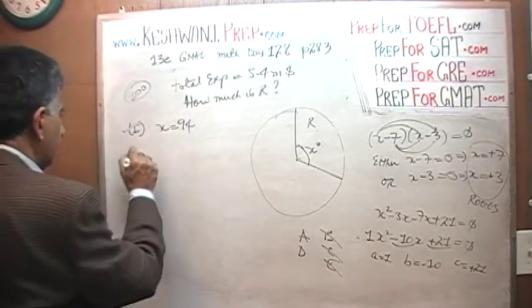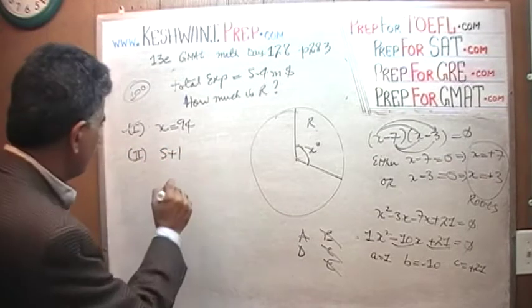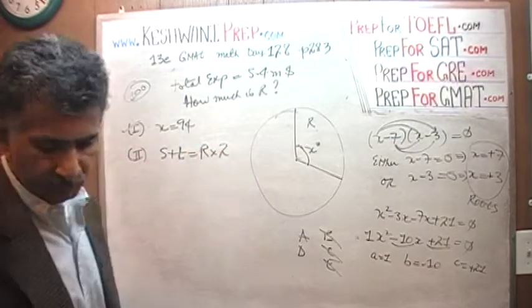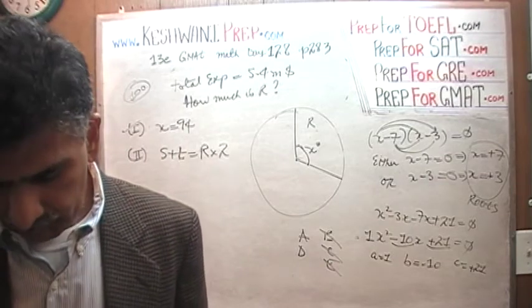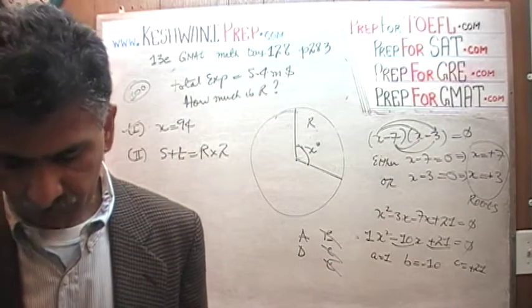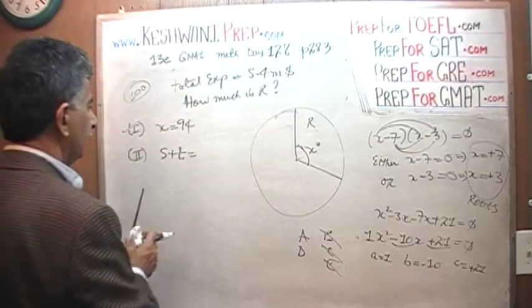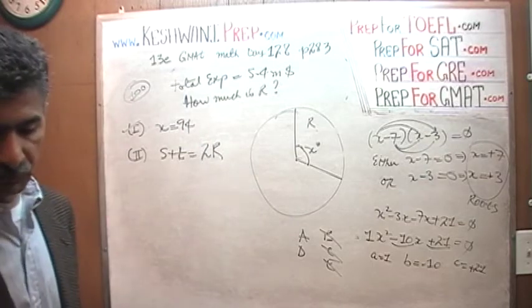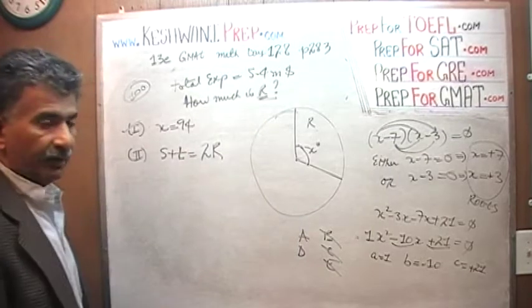In the second statement they tell us that S plus T equals 2R. The total expenses for divisions S and T are twice as much as the total expenses for division R. S plus T equals 2R. Is that going to help us answer our question, which is, how much is R?